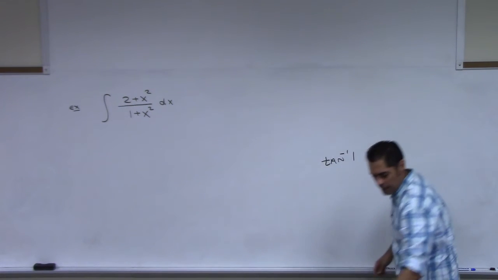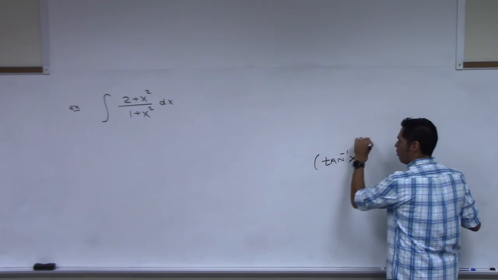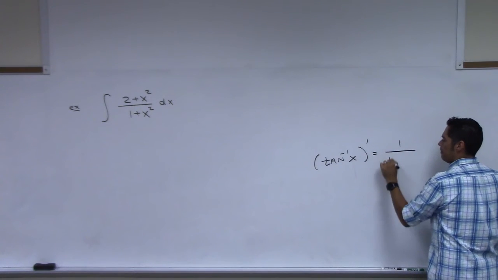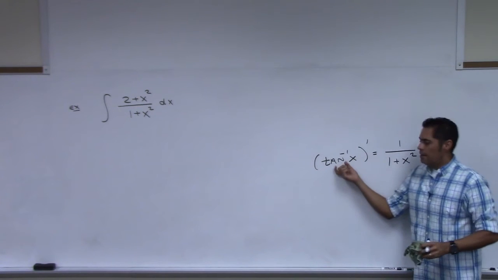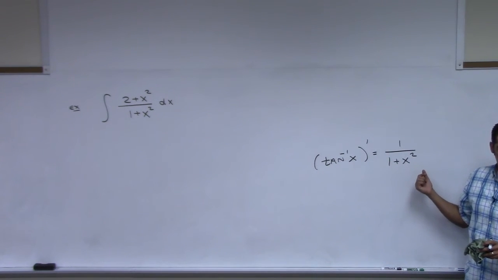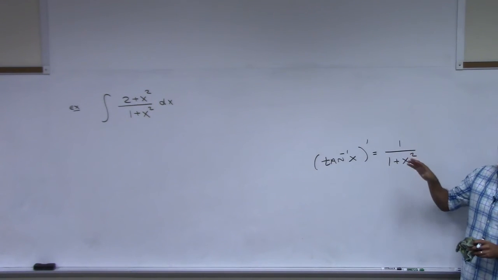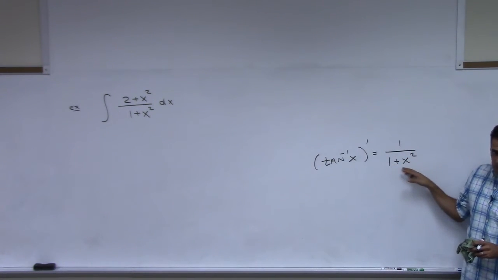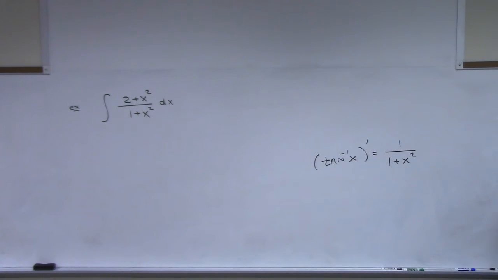arctangent of x. I believe I told you all that this was an important one to remember. This is going to come up a lot in this class. The derivative of arctangent x is 1 over 1 plus x squared. Just burn that in. I think what you were saying is you see the 1 plus x squared there. So if you see that, what could you do then?